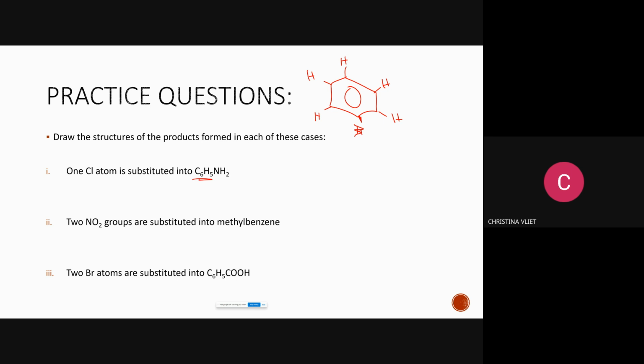So this is benzene with NH2. I want to put chlorine in it. Where does it go? What do I have to analyze to make this prediction?